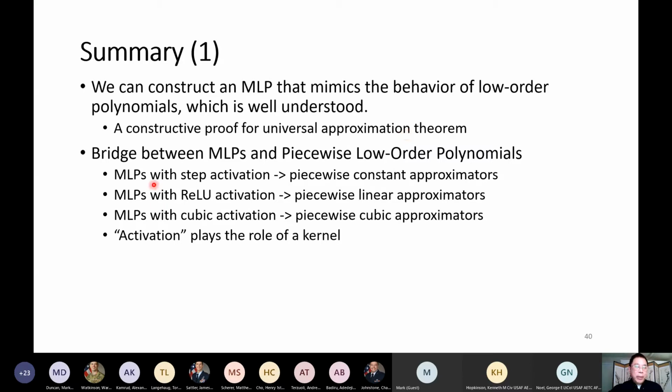And actually, the bridge, it's interesting, is related to the activation function. If you want piecewise constant, you need a step activation. If you want linear approximation, you want the radial activation. If you want piecewise cubic approximation, it's a cubic activation function. So the activation actually plays the role of the kernel shape. It gives you the kernel shape.